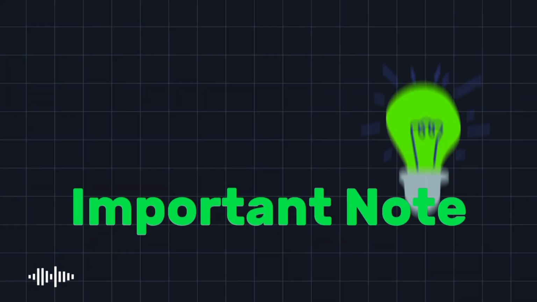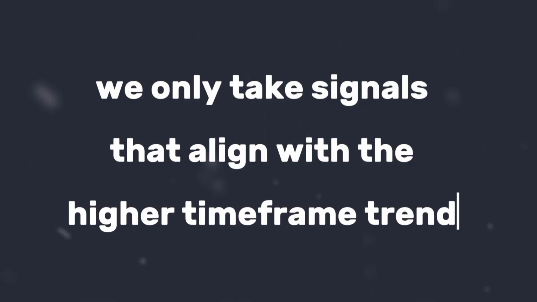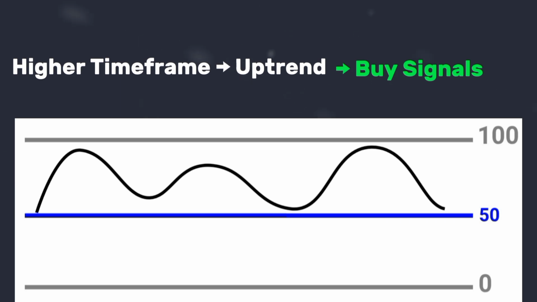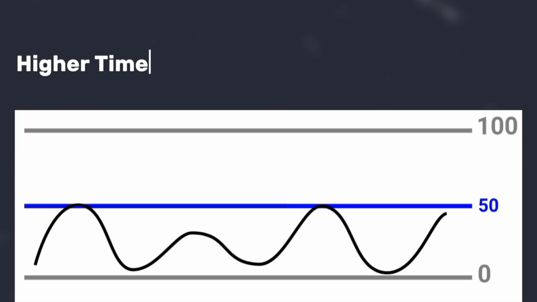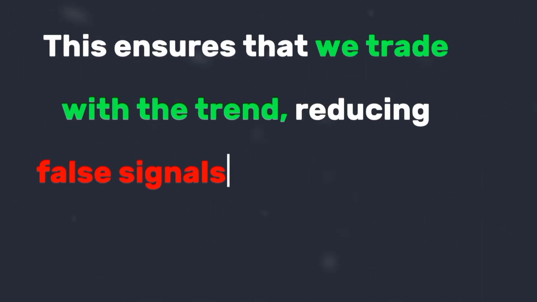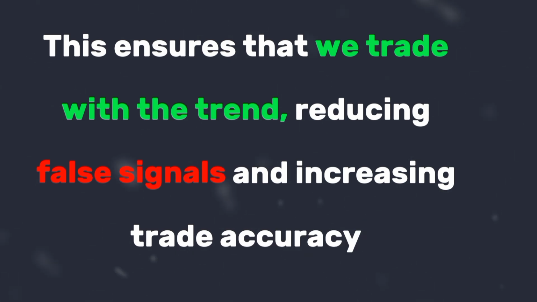Important note. As mentioned earlier, we only take signals that align with the higher timeframe trend. Therefore, if the higher timeframe shows an uptrend, RSI above 50, we only take buy signals and ignore sell signals. If the higher timeframe shows a downtrend, RSI below 50, we only take sell signals and ignore buy signals. This ensures that we trade with the trend, reducing false signals and increasing trade accuracy.